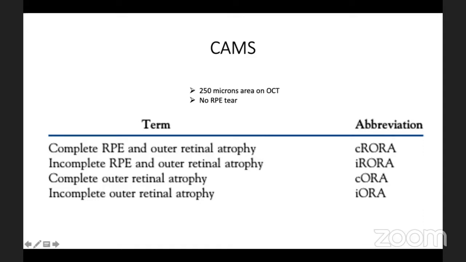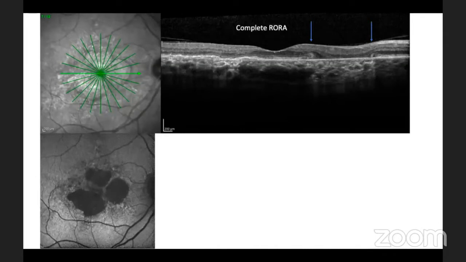Now, the definitions of all of them are not yet available, but what has been finalized is the definition of complete retinal and retinal pigment epithelium atrophy, which is known as complete RORA. This is one such example. If you see the OCT, the retinal pigment epithelium is gone, and so are the outer retinal layers, in terms of EZ as well as IZ. And you can see the outer retinal layers sagging into this area. This is what is known as the subsidence sign. There is also uniform posterior transmission, and on AF, these areas are seen as totally black.